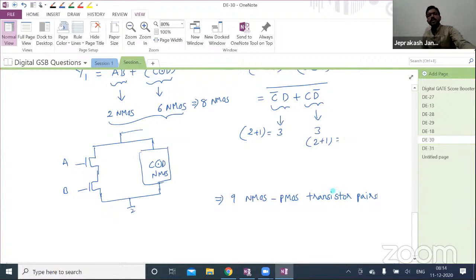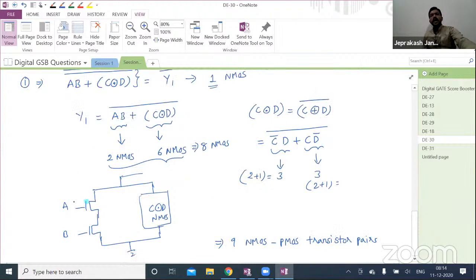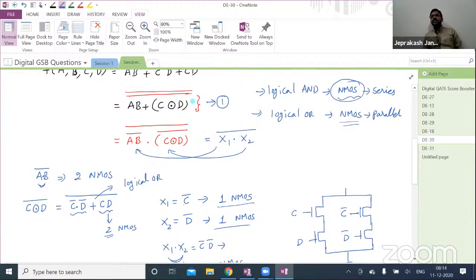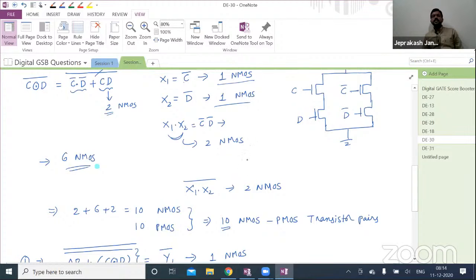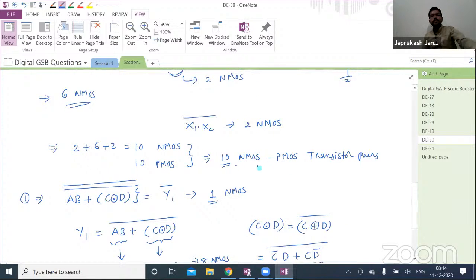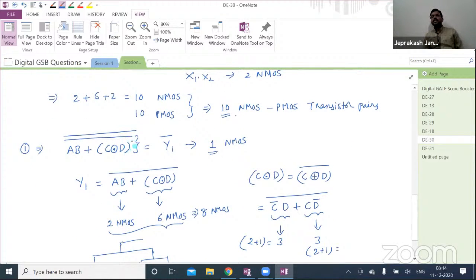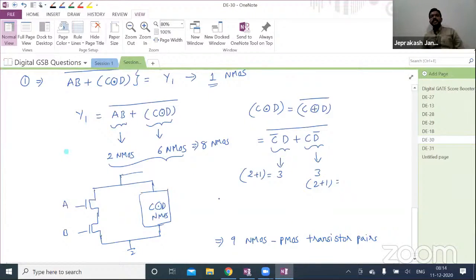Previously, I applied De Morgan's law for the inner complement, and in that approach I got 10 NMOS PMOS transistor pairs. But here I haven't applied De Morgan's law. First, I implemented this particular function, and after that I complemented. So in this case, we are getting 9.